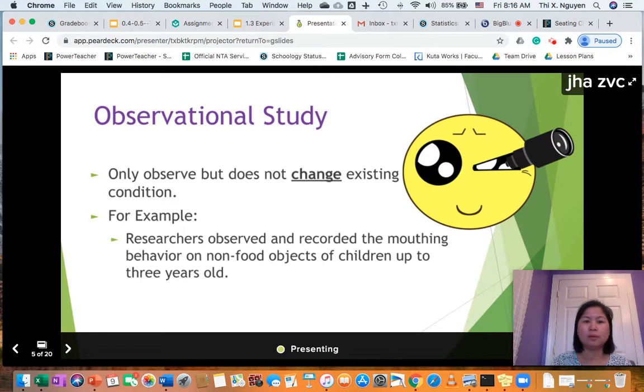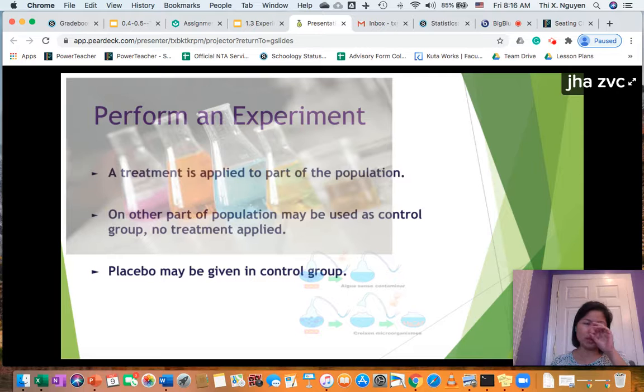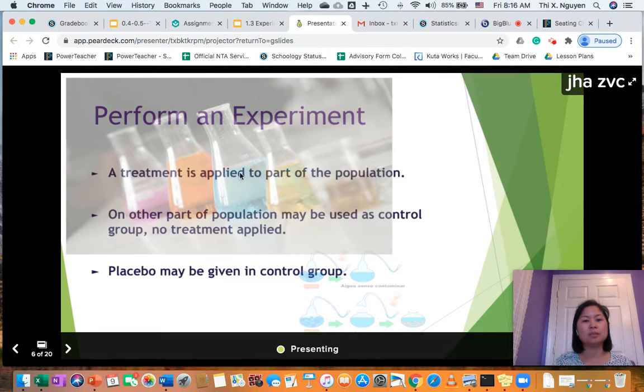If you have questions, you can put in the chat or you can unmute and ask me, right? Performance experiment. So this is the thing, sometimes it's easy to confuse observational and experiment. With observational we look at what happened, but for experiments, we have to provide treatment. You have to do something to your population, to your sample first, before you can observe. So that's something that when we look at your sample, hopefully that will help. So a treatment is applied.